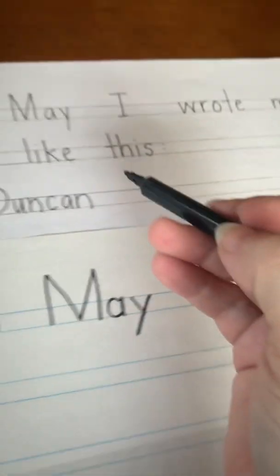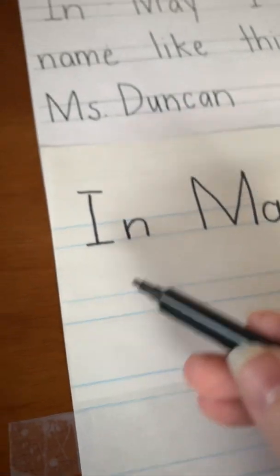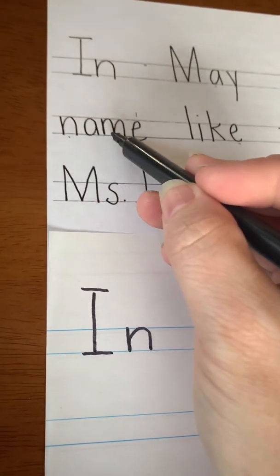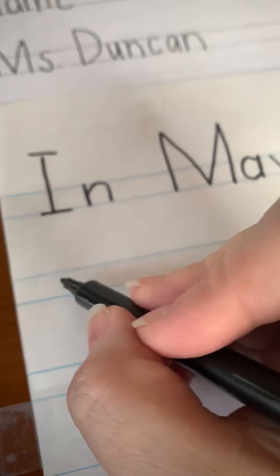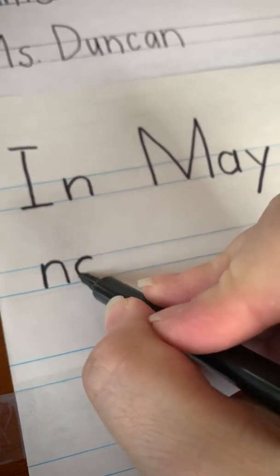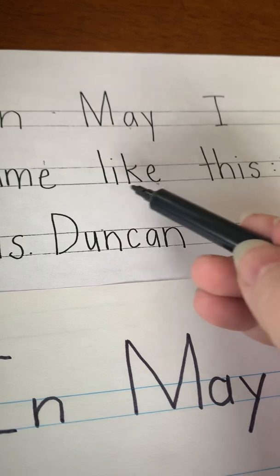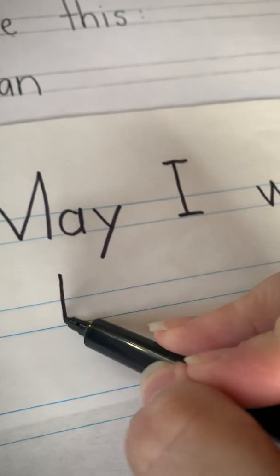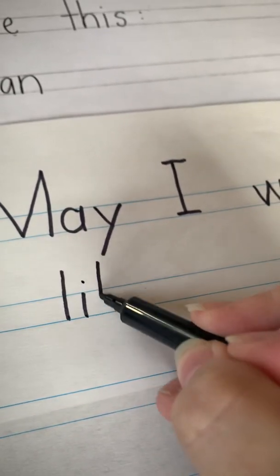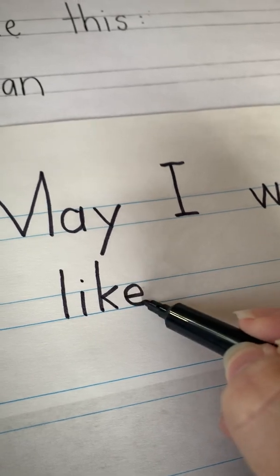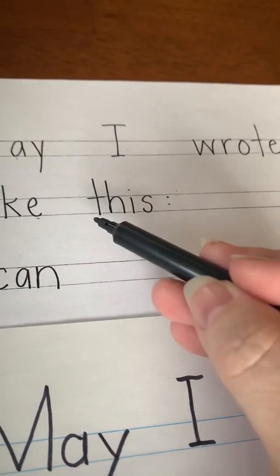M-Y spells my, M-Y. I wrote my. Now I go back here, to the next line. And the next word is name, N-A-M-E. So I'm going to do my very best to write this, N-A-M-E. Another sight word, what's that word? Like. So down here, space, I'm writing lowercase letters for all these, L-I-K-E.